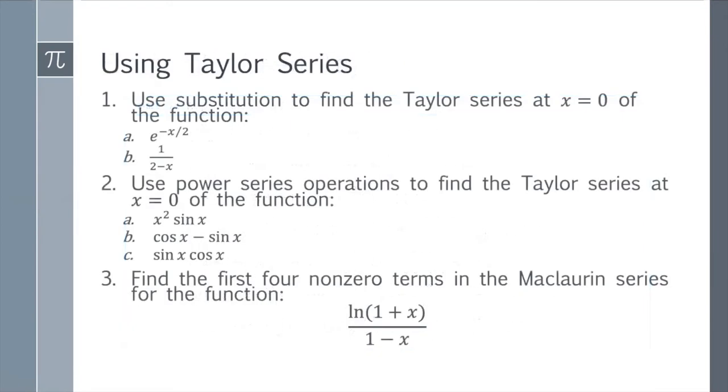Let's talk about how we're going to use those common Taylor series. With these examples, number one, we'll use substitution to find a couple of Maclaurin series. In example two, we will use power series operations to find, again, a couple of Maclaurin series. And in number three, I'll show you how long division works with power series to find the first four non-zero terms in the Maclaurin series for this function.